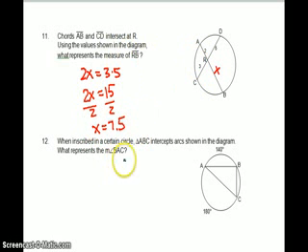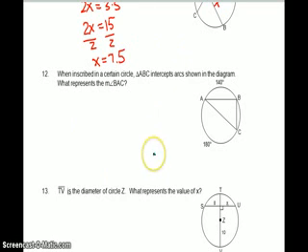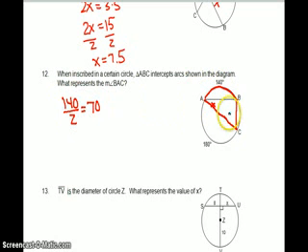Number 12. When inscribed in a certain circle, ABC intercepts arcs shown in the diagram. What represents the measure of angle BAC? BAC is this angle over here, so put an X there. And let's see. For arc 140 right here, that is intercepted by angle ACB. So if that's 140, to find the measure of this angle here, we're going to divide by 2, and that will be 70. So we're going to put 70 right here.